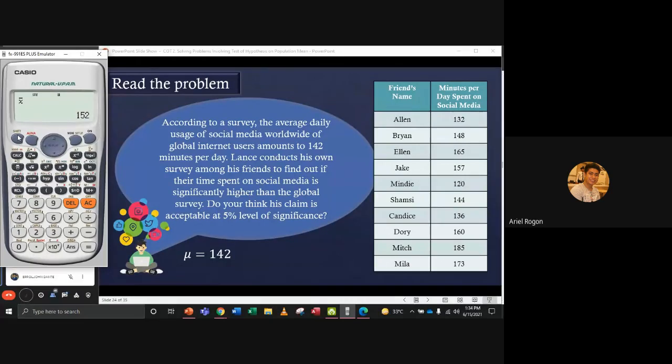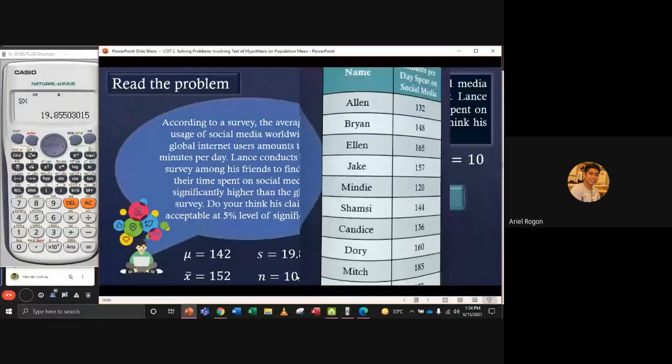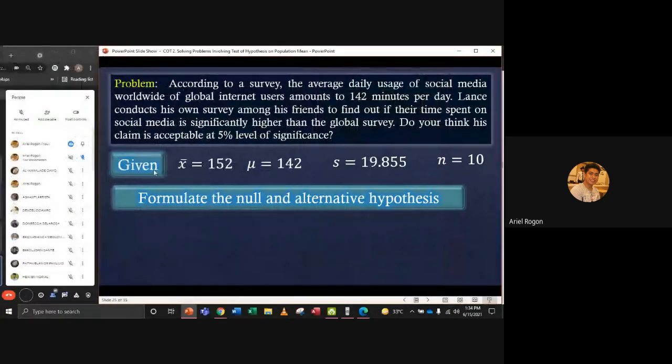And then balik ulit tayo. Shift, then 1 ulit, 4, and then yung number 4 ang pipiliin nyo, the sample standard deviation, equals, 19.855. So using our calculator, the sample standard deviation is 19.855 and the sample mean is 152, with a sample size of 10. So by using this given data, we are now applying the steps of hypothesis testing.